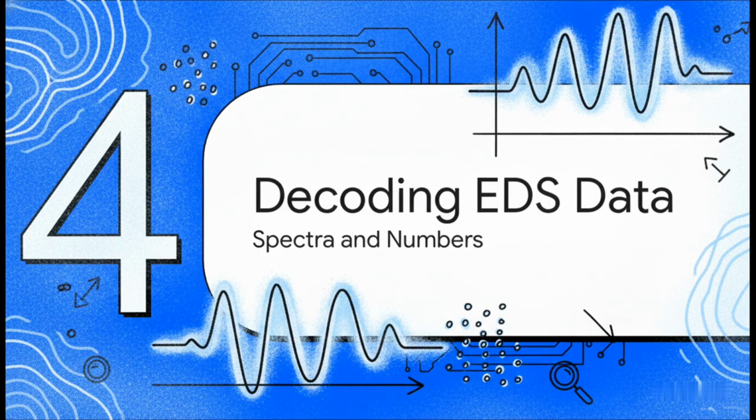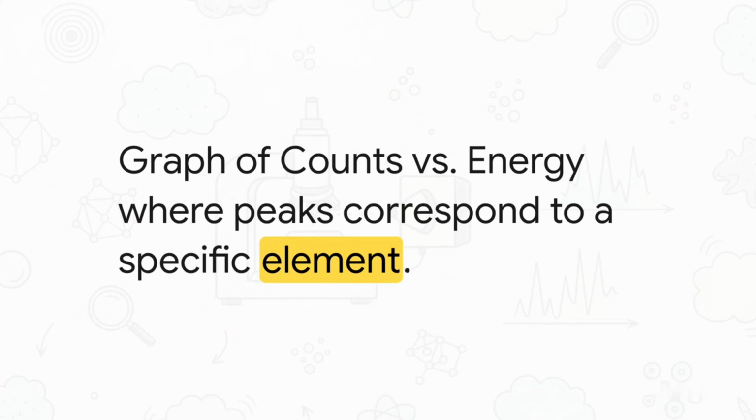Which brings us to Section 4, decoding the EDS data, spectra, and numbers. The software takes those electrical signals and spits out an EDS spectrum. This is a graph plotting counts on the vertical axis against energy in kiloelectron volts on the horizontal axis.